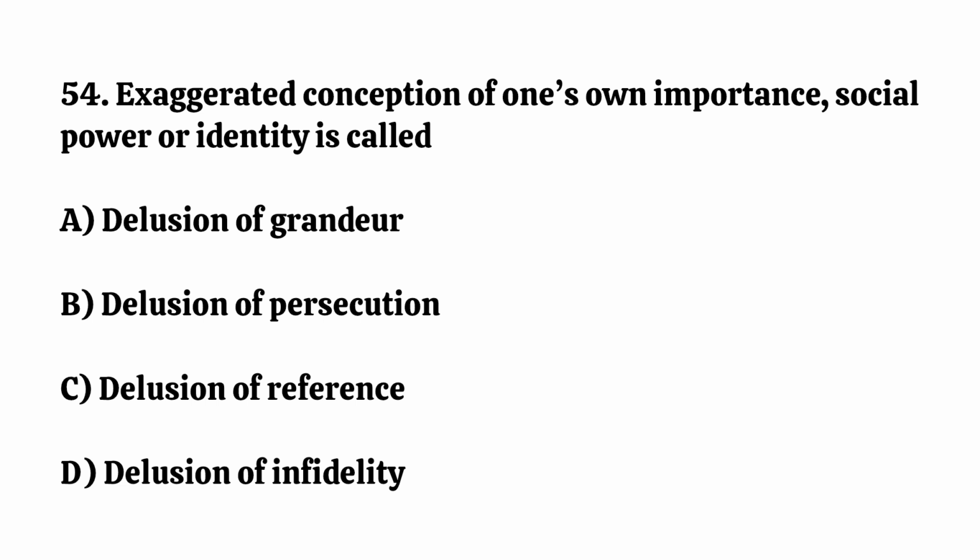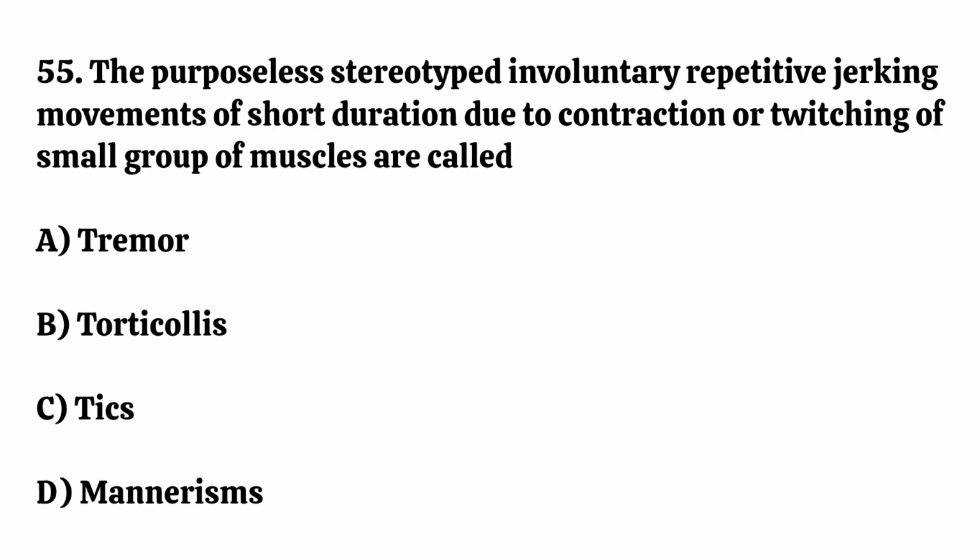Next question, exaggerated conception of one's own importance, social power or identity is called A. Delusion of grandeur, B. Delusion of persecution, C. Delusion of reference, D. Delusion of infidelity. And the answer is option A. Delusion of grandeur.